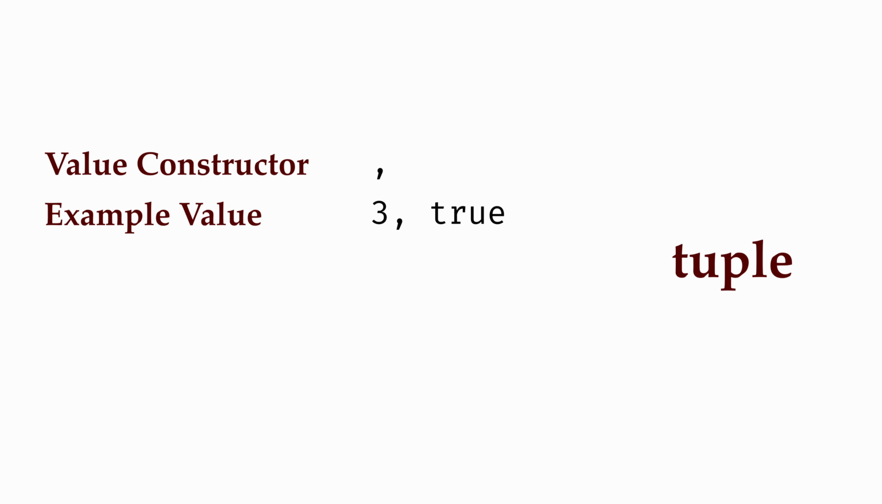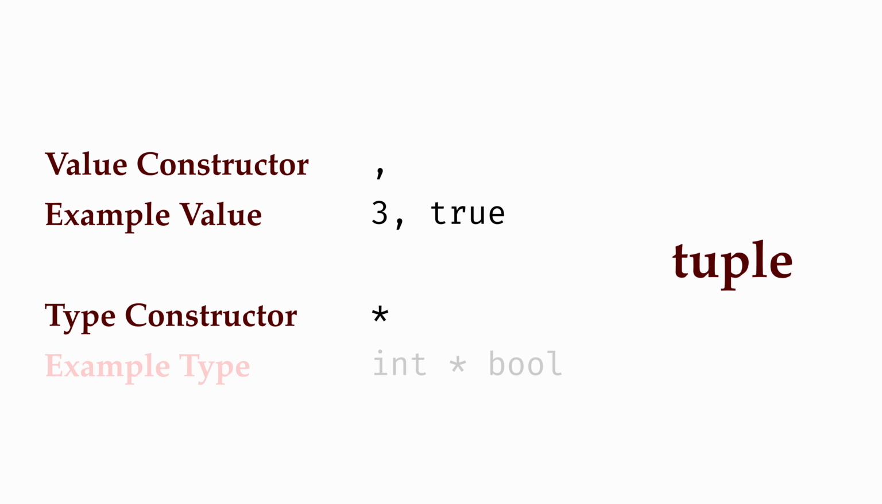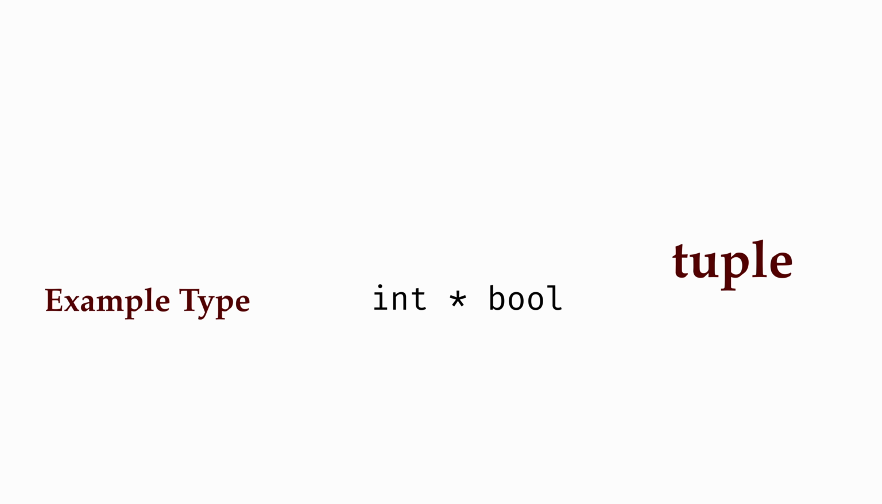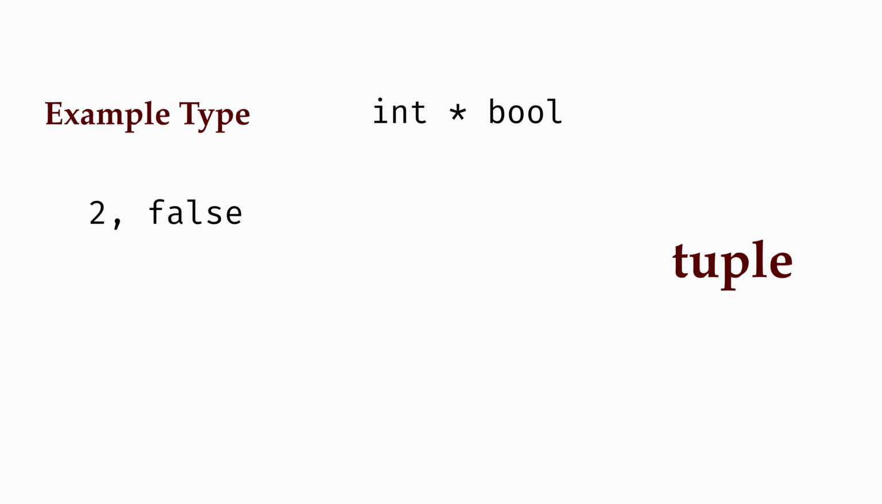The type isn't just int or bool, since this isn't just an atomic type. It's a composite type that contains both of these values. To describe the type, we can use the type constructor for the tuple, the asterisk symbol, which we read as cross. So the type of this value is int cross bool, and this type describes values that pair together an integer and a truth value. Other values of this type include 2, false, 0, true, and -1, false.